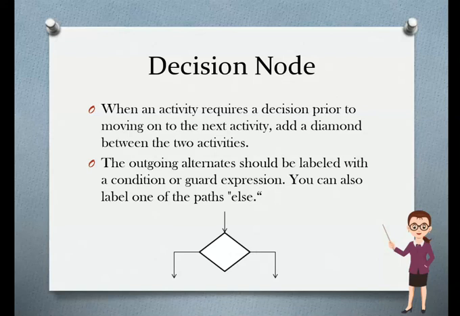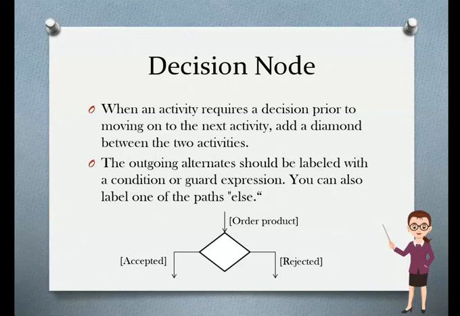So this is the symbol of a decision node. Suppose this is an example to represent a decision node. When we need to make a decision before deciding the flow of control, we use a decision node. Suppose a particular customer orders a product. So order product is an activity, which is represented in the rectangle.